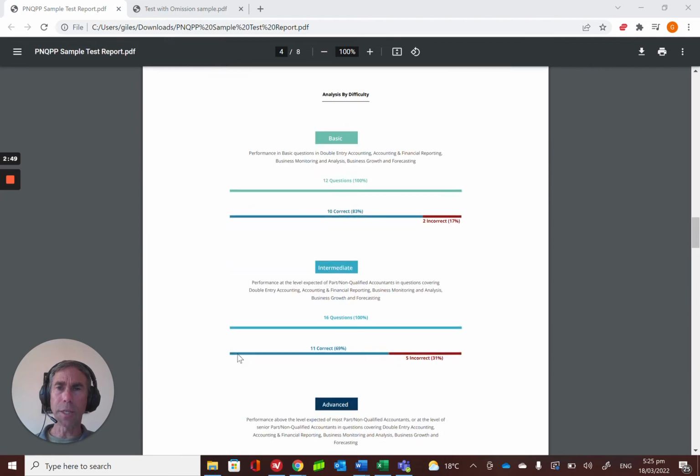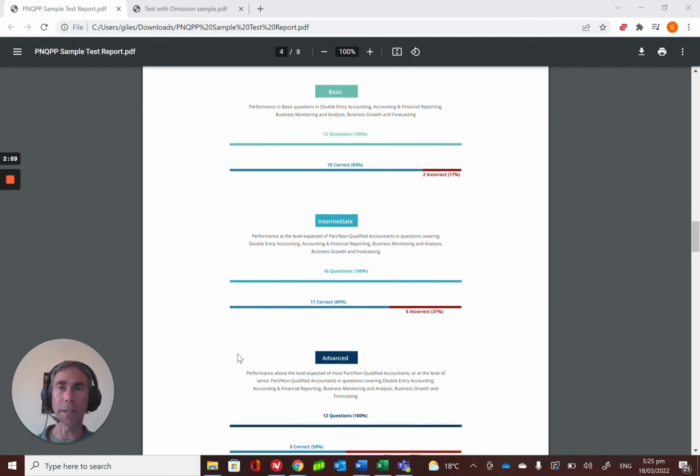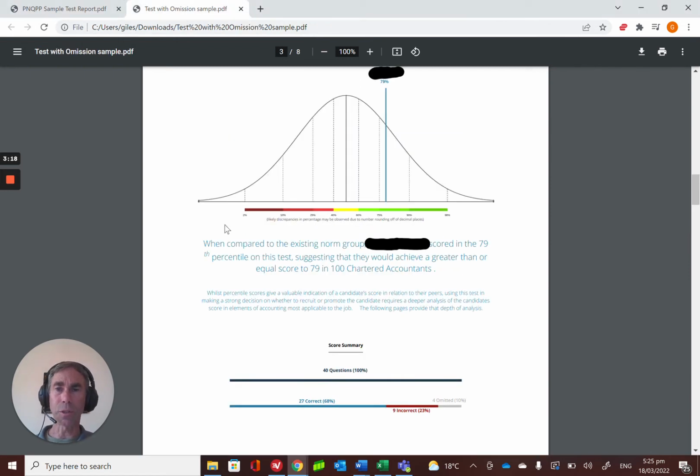The next page then takes us to have a look at how they've done based on the difficulty of the questions. So the questions are graded basic, intermediate and advanced, and you can see here how the candidate has done against each of those. You'd expect, of course, that they will have done better on the basic questions compared to the advanced ones. And one of the things you might notice when you get to here is if the candidate has omitted any questions, so in other words hasn't attempted to answer them. So you can see on this other example that I've brought up that this candidate omitted 4 questions.